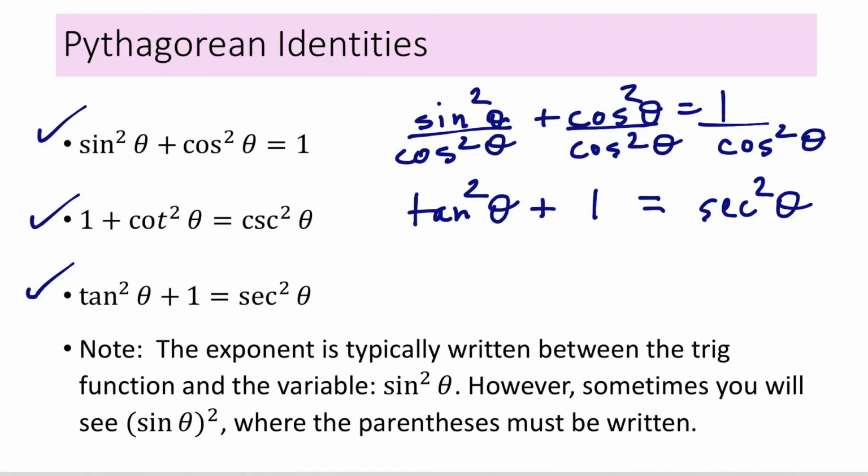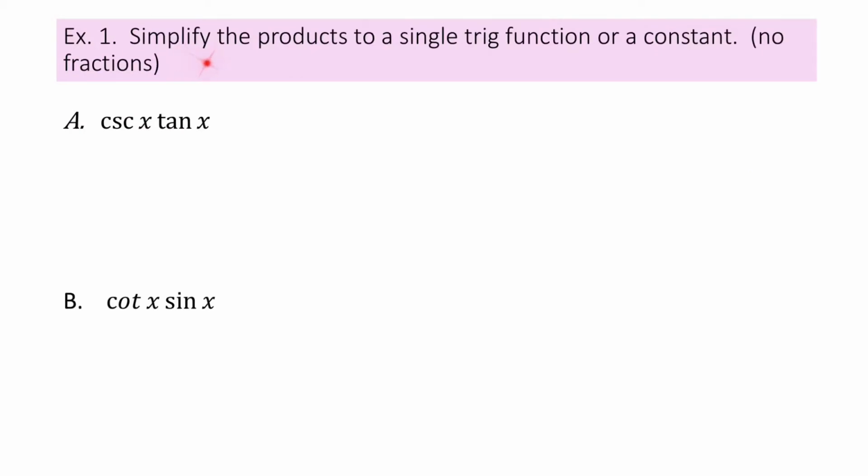We're going to use the identities to develop methods for simplifying trigonometric expressions. Example 1 says simplify the products to a single trig function or a constant. So we don't want any fractions in our final answer. We're going to do some substitutions. So we know that the cosecant of x is 1 over the sine of x.